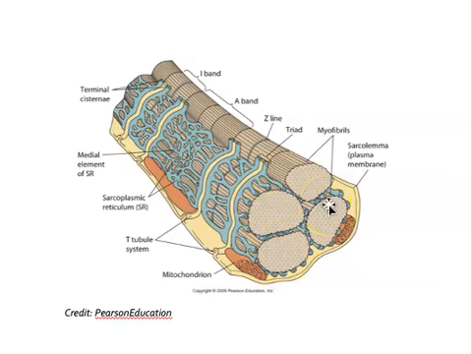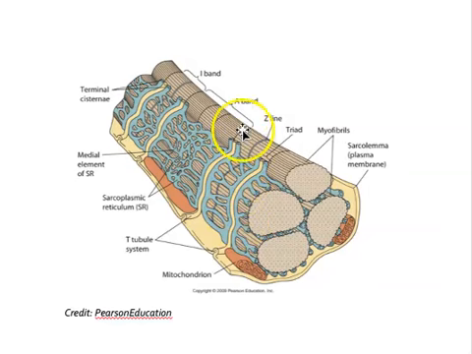Now, there are other things in here. You can see some mitochondria squished over to the side. There are going to be several nuclei in here. All the organelles are in here. Golgi apparatus and lysosomes and all the rest. But there's also a specialized organelle shown in blue called sarcoplasmic reticulum.